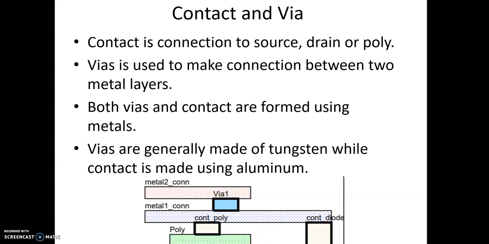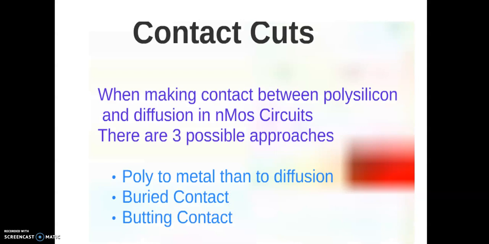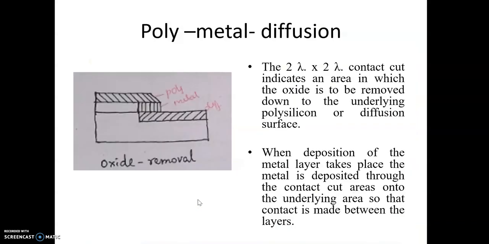Now, there are three different ways in which contacts can be done. That is polysilicon and diffusion connection. Basically, contact means it is connecting the polysilicon and diffusion. There are three ways in which it can be done. That is polysilicon to metal, then from metal to diffusion, or buried contact or butting contact.